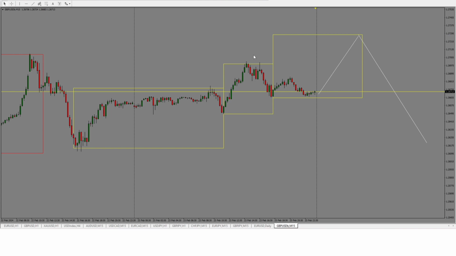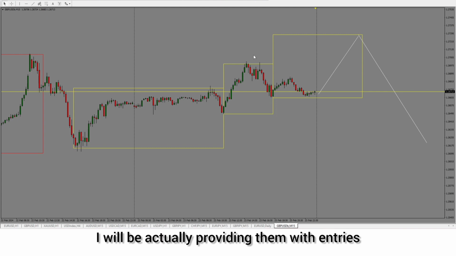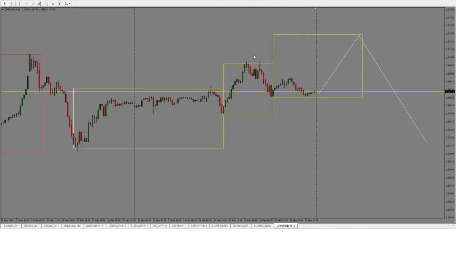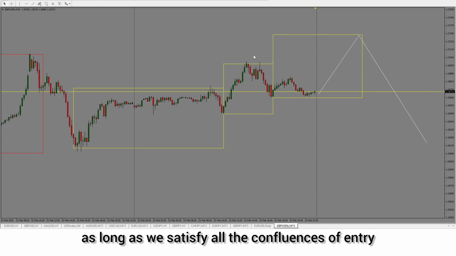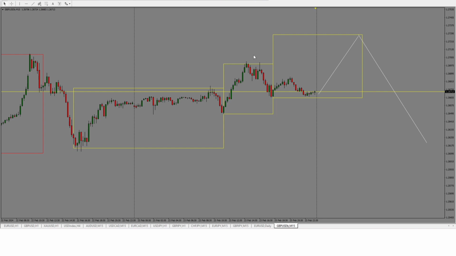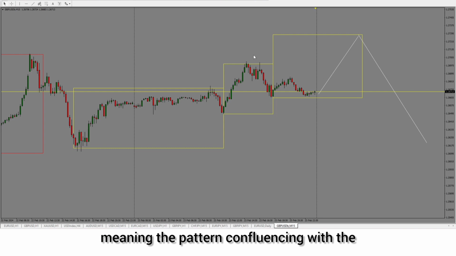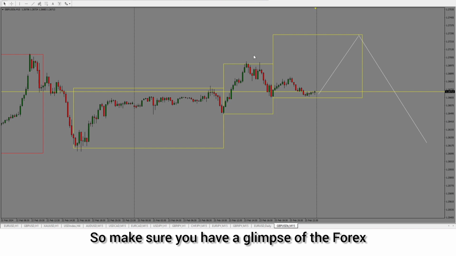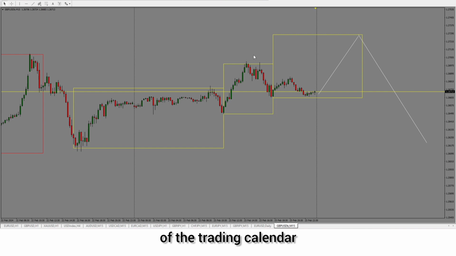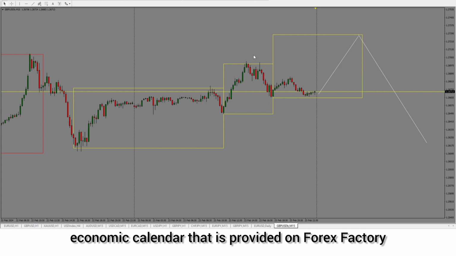So basically, these are the pairs that we are looking at, and for the VIP members, I will be providing them with entries as long as we satisfy all the confluences of entry, meaning the pattern confluencing with the bias, as well as the fundamentals side, because the fundamentals are the ones that drive the market. So make sure you have a glimpse of the trading calendar, the economic calendar that is provided on Forex Factory.